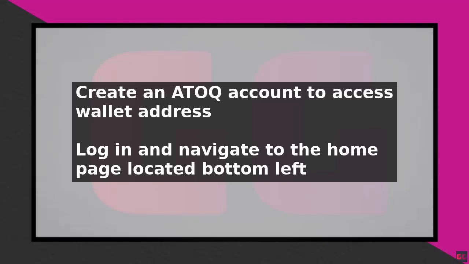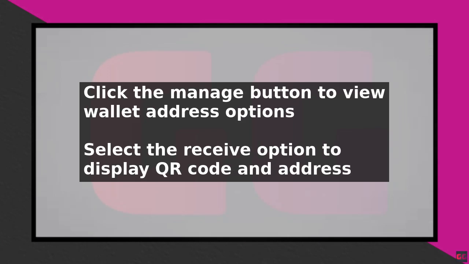To copy your wallet address on the Atok app, you'll first need to have an Atok account. Once you're logged in, navigate to the home page, located at the bottom left. At the top of the page, just under the logo, you'll see your Atok balance, along with a Manage button next to it. Clicking on this button will allow you to view your wallet address.